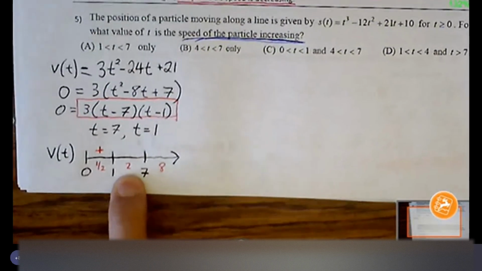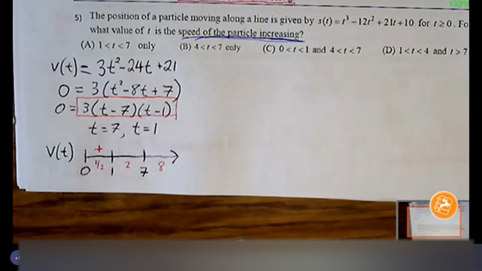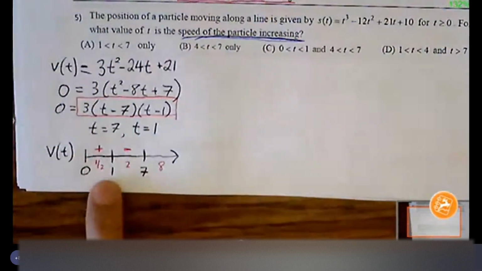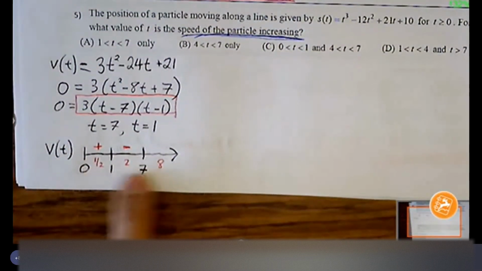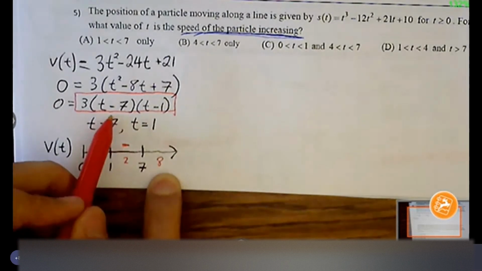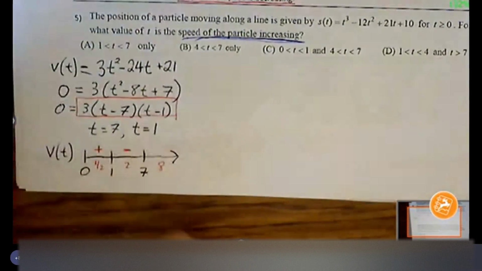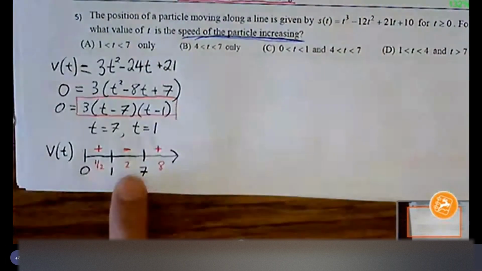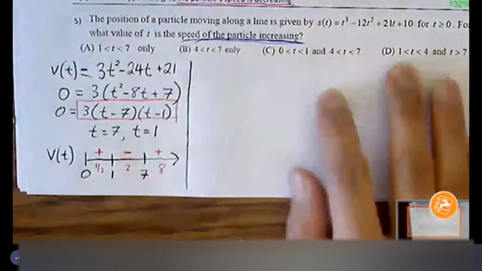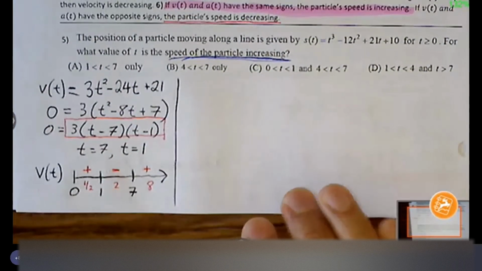All right, let's see what happens at t equals 2. 2 minus 7 is negative. 2 minus 1 is positive. Negative times positive is negative. So the particle is going to stop at t equals 1. It's going to turn around and start moving to the left for the next 6 seconds, between 1 and 7. All right, let's see what happens at 8. 8 minus 7 is positive. 8 minus 1 is positive. 2 positives gives me positive. So the object is going to stop again, turn around, and start moving to the right after 7 seconds. All right, so we have our velocity sign line. Let's see if we can gather information from the acceleration perspective.